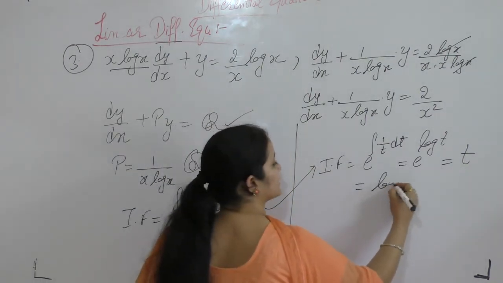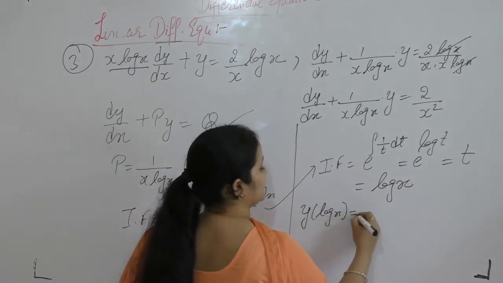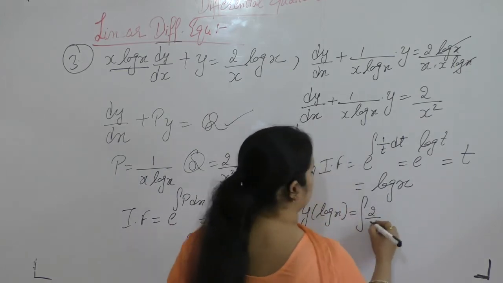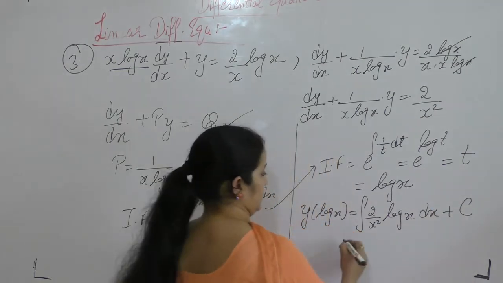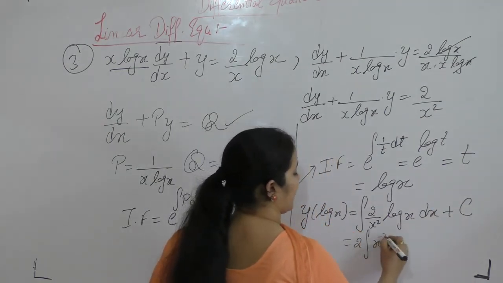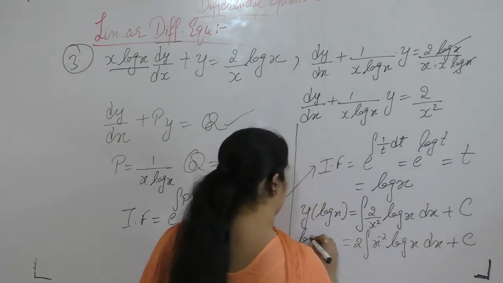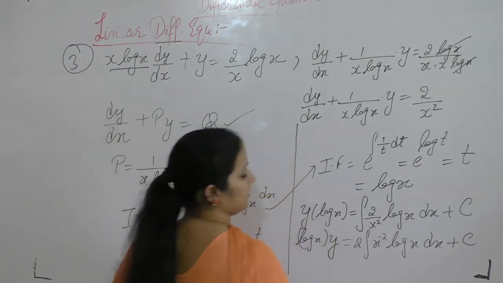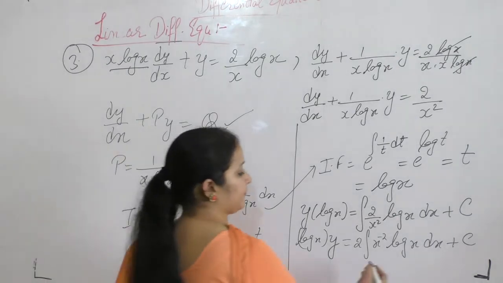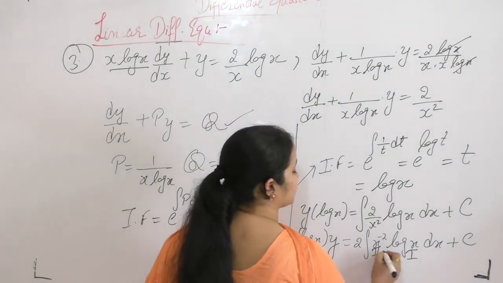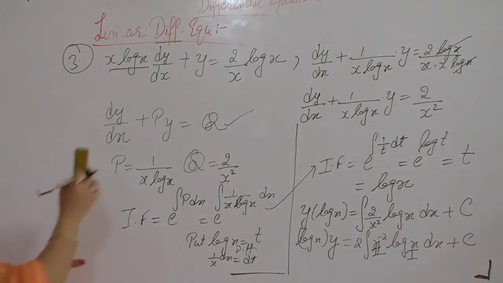Log of x. Now put the value: y into integrating factor is equal to integral of q into integrating factor dx plus c. 2 is constant, x power minus 2 log of x dx plus c. Log of x into y. Now we will use integration by parts here, by taking log x as the first function, logarithmic function as first and algebraic function as second.